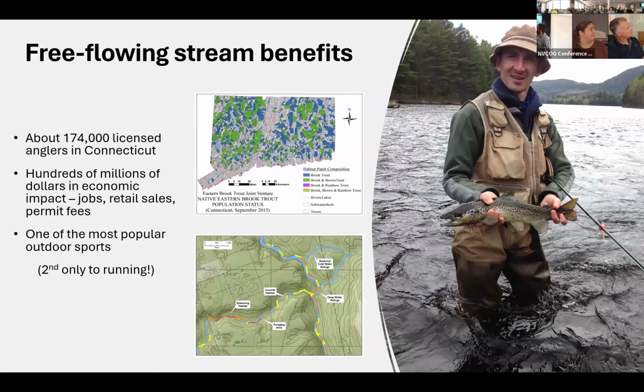And, you know, we have a decent amount of trout habitat throughout the state that we are trying to reconnect. And every time we disconnect it, we cause problems for not just trout, but other organisms as well.